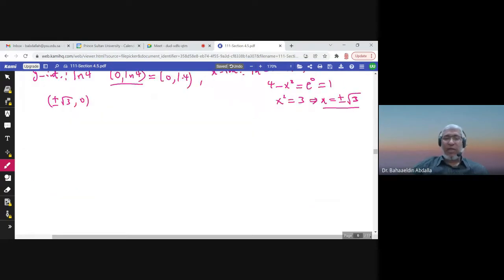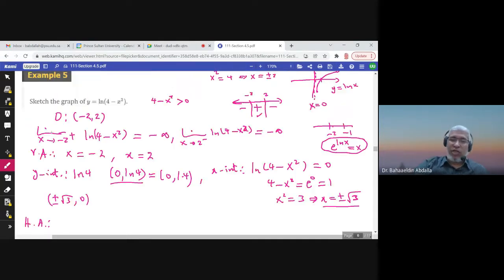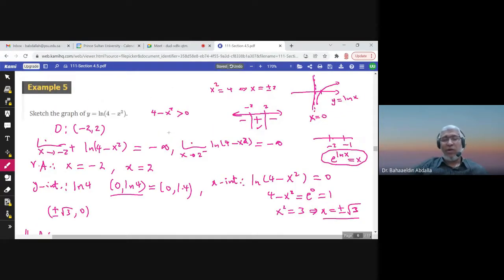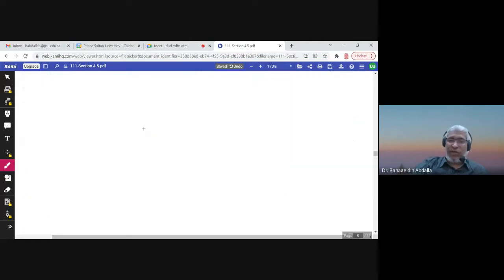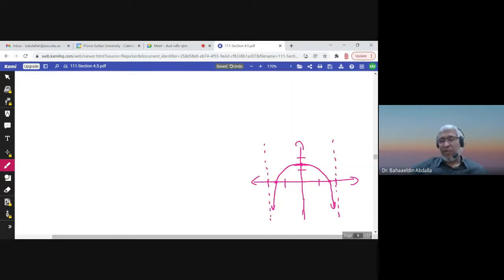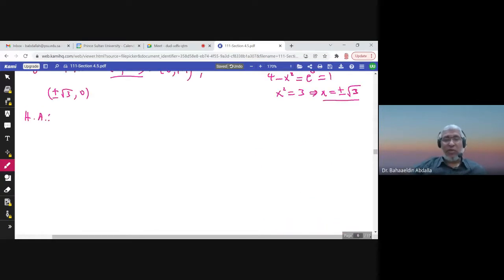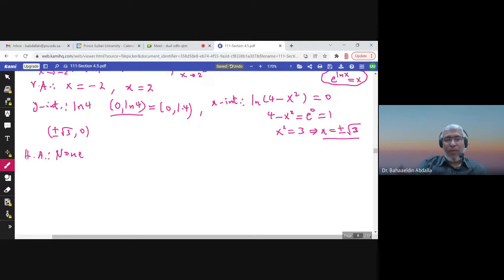Is there a horizontal asymptote? Can I find the limit when x approaches infinity, or the limit when x approaches negative infinity? I can't, because x does not go to negative infinity or to infinity. x is only between negative 2 and 2. So there are no horizontal asymptotes.